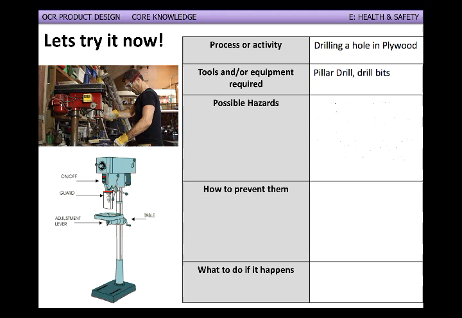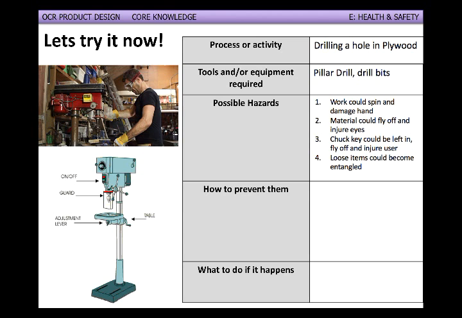Okay, thanks for pausing. Hopefully you could have identified these 4 things: that the work could spin and damage the hand, material could fly off and get into your eyes, the chuck key might have been left in, that would fly off and injure you, and lastly, any loose items of clothing could become entangled, but that could also include hair. One of the things you wouldn't have on here, which I often see from students, is they say you drill a hole in your hand. It's actually quite difficult to drill a hole entirely through your hand. Yes, you could cut yourself, but unless you just keep going and keep going, you're not going to end up drilling through your hand.